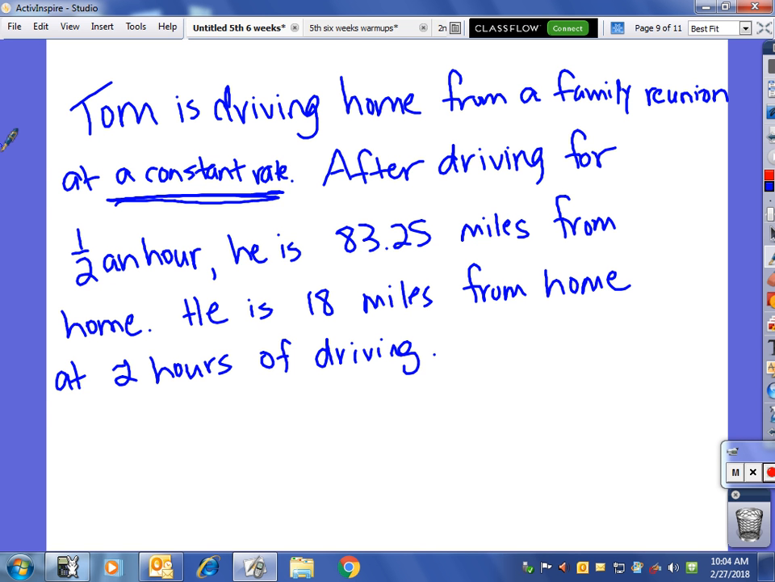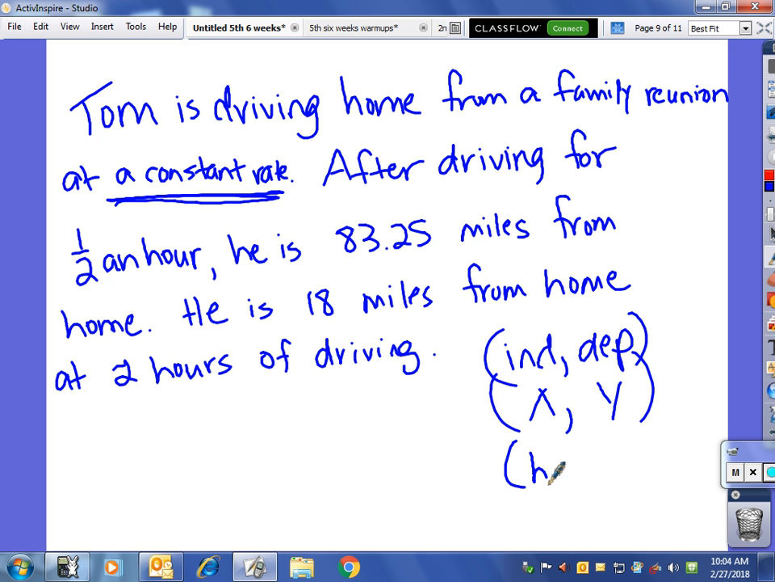Now, the trick is, kind of like on that calorie and candy problem, what is independent and what is dependent? What is my x and what is my y? If time is involved, I hate to use the word always, but it's usually your independent value. You're inputting hours and you're getting back miles, distances. In other words, his distance from home depends on how many hours he's been driving.